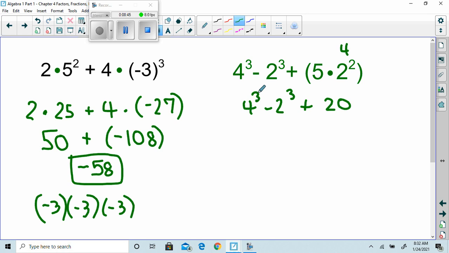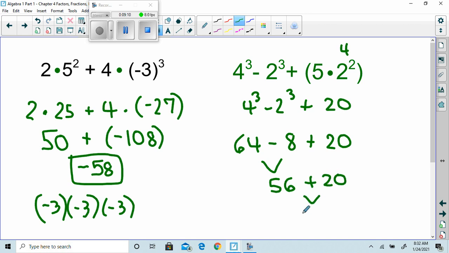Now I have this 4 to the third power. 4 times 4 is 16. 16 times 4 is 64. Minus 2 times 2 is 4. 4 times 2 is 8, plus 20. Now you think about what to do. You're going to use your left to right rule as always. You're going to get 56 plus 20 and add and get 76. How did you do on that problem?